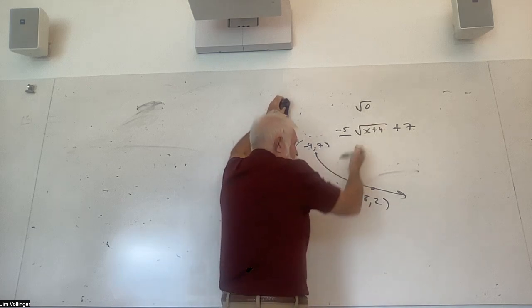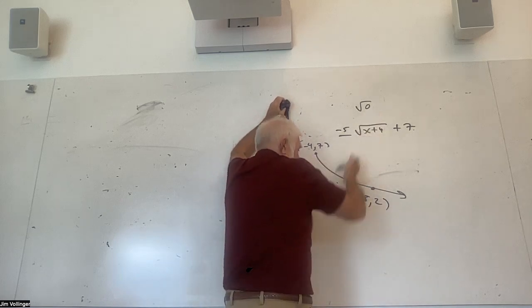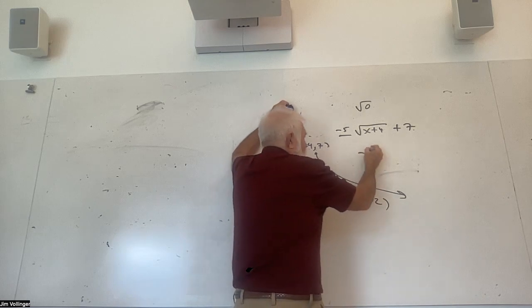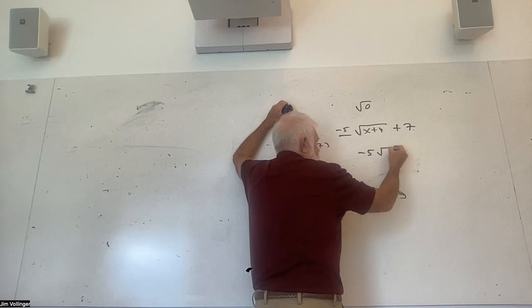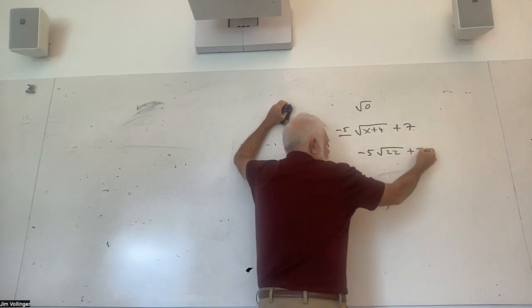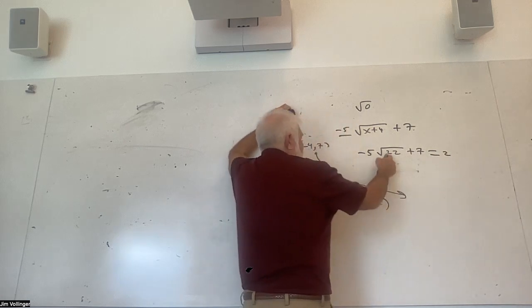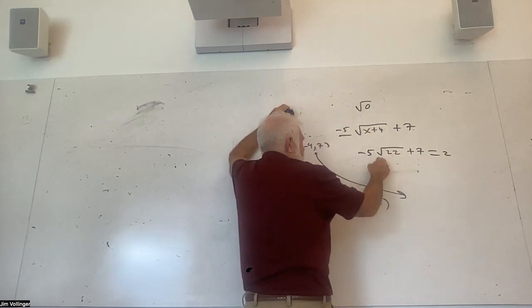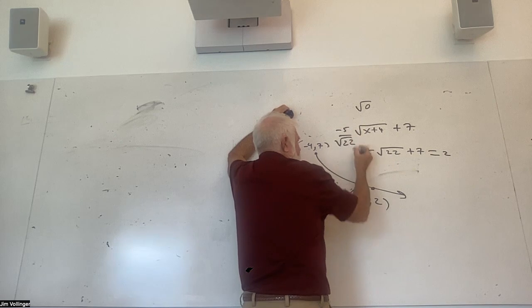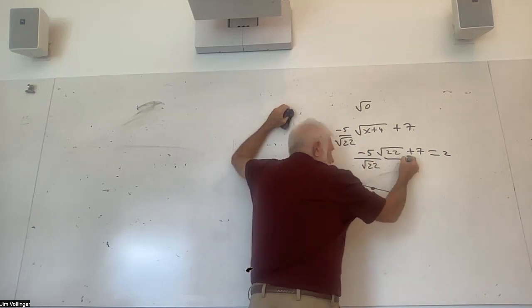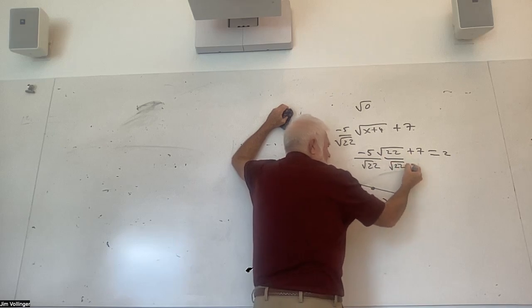So whatever is produced operationally here, I got to get rid of it. So if I put 18 in right now, I have minus 5 times the square root of 22 plus 7. Does that equal 2? No. That number is in my way. It's not anymore. Remember, the square root of 22 over here is the same thing as putting it there.